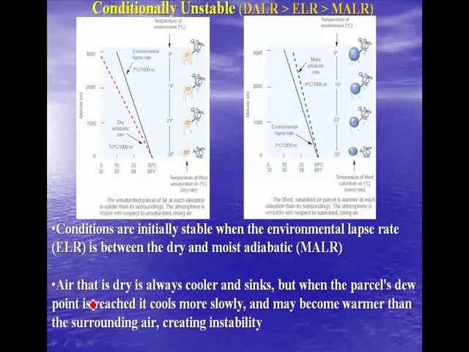And the way this is set up is if you have a situation where the dry adiabatic lapse rate, in other words, the change in temperature of the dry air parcel, is greater than the change of the surrounding air, the environmental lapse rate, which is greater than the moist adiabatic lapse rate. If you have this condition, then we have what we consider a conditionally unstable atmosphere. In other words, conditions are initially stable when the environmental lapse rate, that's the change in temperature of the surrounding atmosphere, is somewhere between the dry and the moist adiabatic lapse rate.